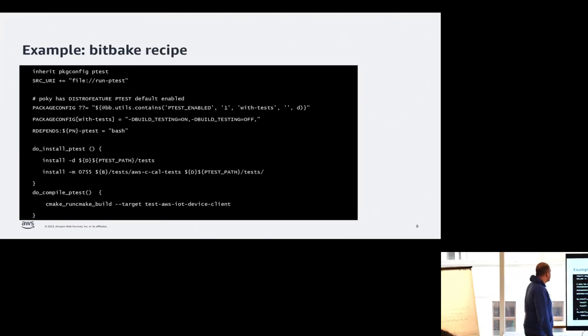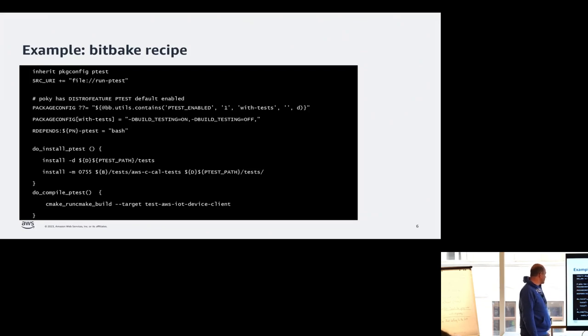How does a bitbake recipe look if it comes with ptests? It needs to inherit that class ptest. You need to add a run-ptest file. You add it to the SRC_URI, and it's the starting point of your test, what will be executed when you run the ptest. It's a simple bash script, for example. I will show you in the next slide.